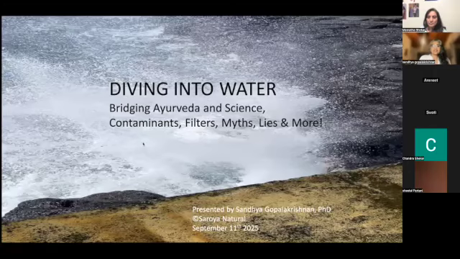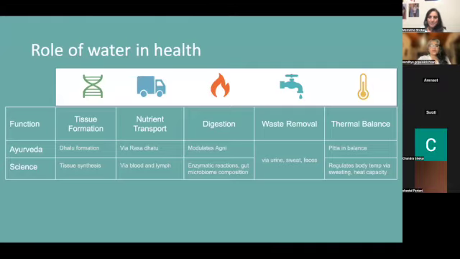All right, so let's dive into it. A fair warning, there's going to be a lot of data and a fair bit of chemistry in this talk. So if that gives you bad memories of high school chemistry, my apologies. Okay, role of water in health.